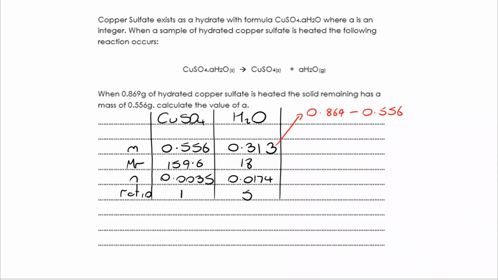That means that my formula is CuSO4.5H2O. That takes us to the end of part 3 of this topic.